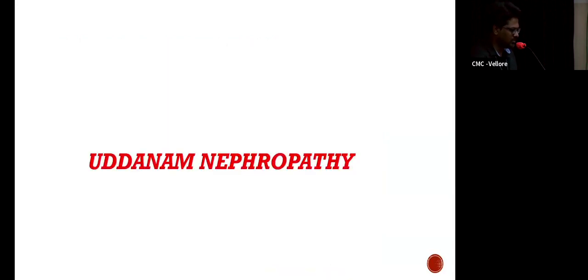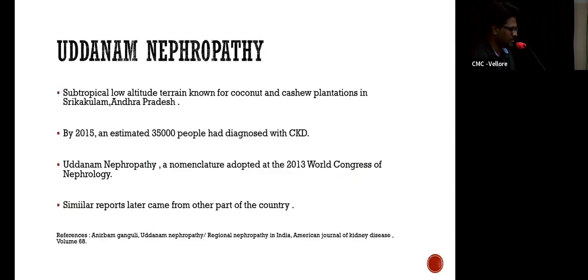So coming to Uddanam nephropathy, this is the nephropathy from South India. A subtropical low altitude terrain known for the coconut and cashew plantation in Srikakulam, Andhra Pradesh. By 2015, an estimated 35,000 people were diagnosed with CKD. The nomenclature Uddanam nephropathy was adopted at the 2013 World Congress of Nephrology. Then similar reports later came from other parts of the world like Odisha, Akola district of Maharashtra, and certain districts of Goa, as well as from Tamil Nadu.